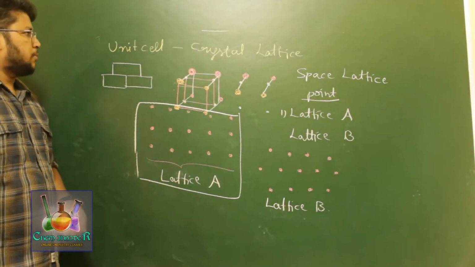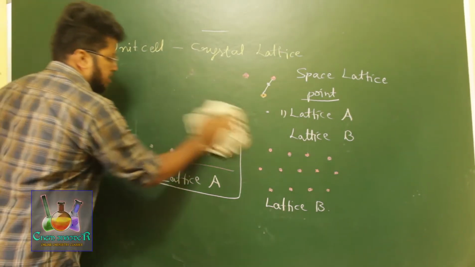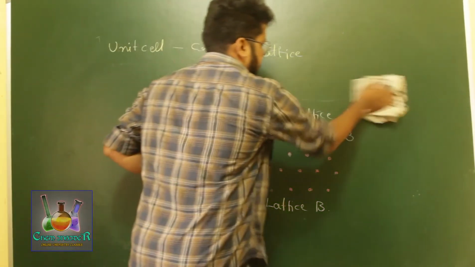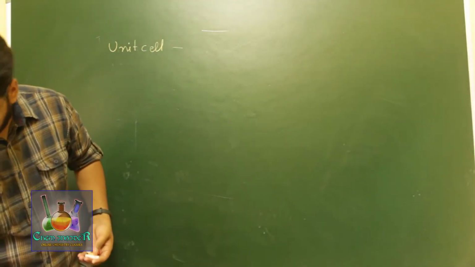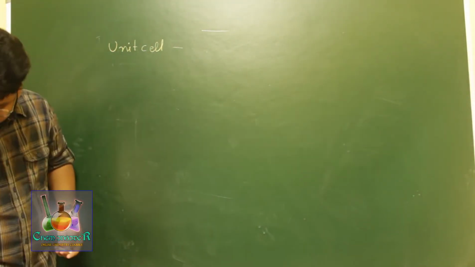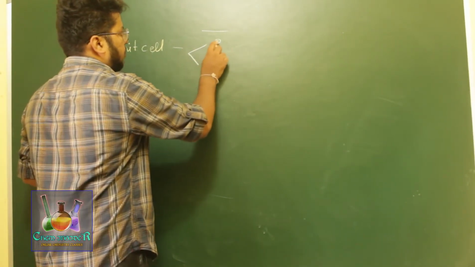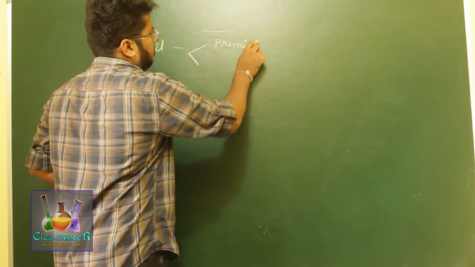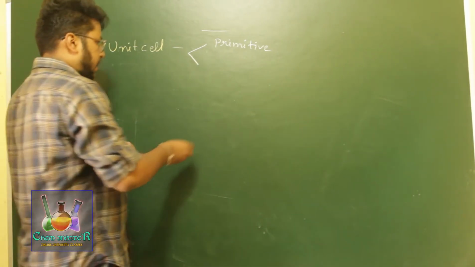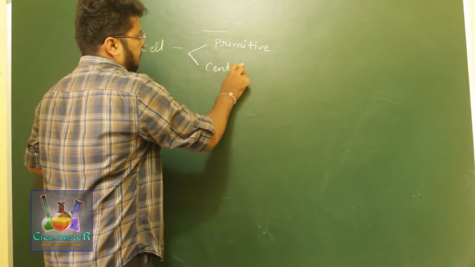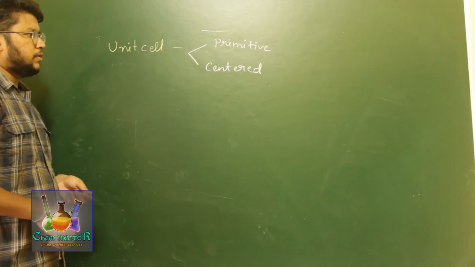Next we are going to discuss different types of unit cells. A unit cell is classified into two types in basic. One is the primitive unit cell, also called the simple unit cell, and the second one is the centered unit cell.